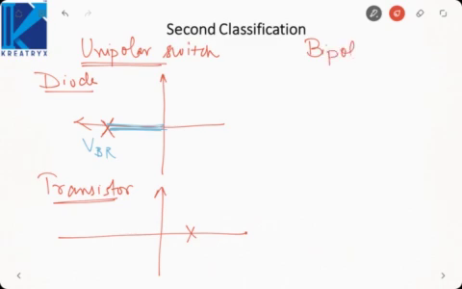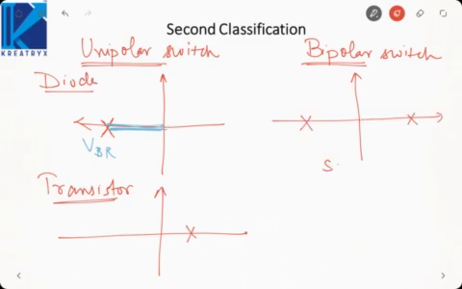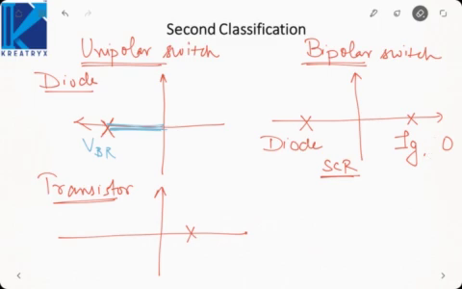Similarly, next type of switch is your bipolar switch. In bipolar switch, what happens is it can block both polarities of voltage, positive as well as negative. An example of this is SCR. In negative, it behaves as a diode. In positive, it will block until you apply gate current. Until gate current is 0, it will stay off. So that is how it blocks the positive as well as negative voltage.